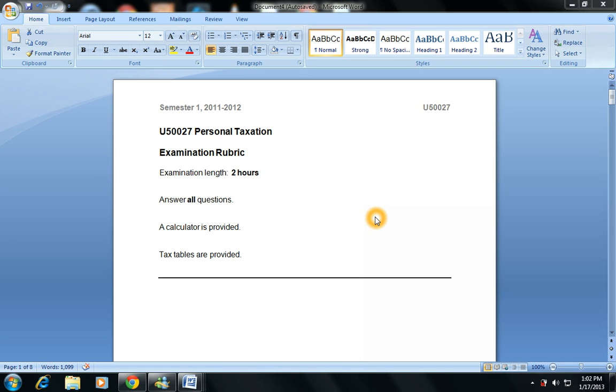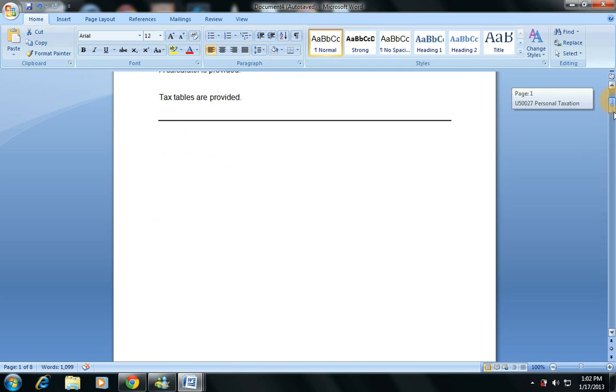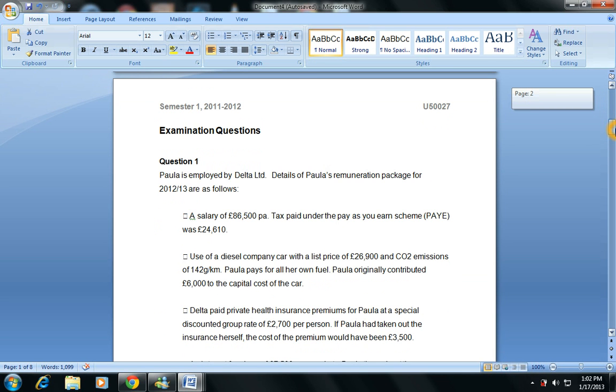Hello. Today what we're going to do is to solve a past question on personal taxation for Oxford Brookes University for 2011-2012. Let's quickly go through the question. First of all, just to let you know, the actual question was in 2011-2012, but because you want to use the current tax year, we use 2012-2013.